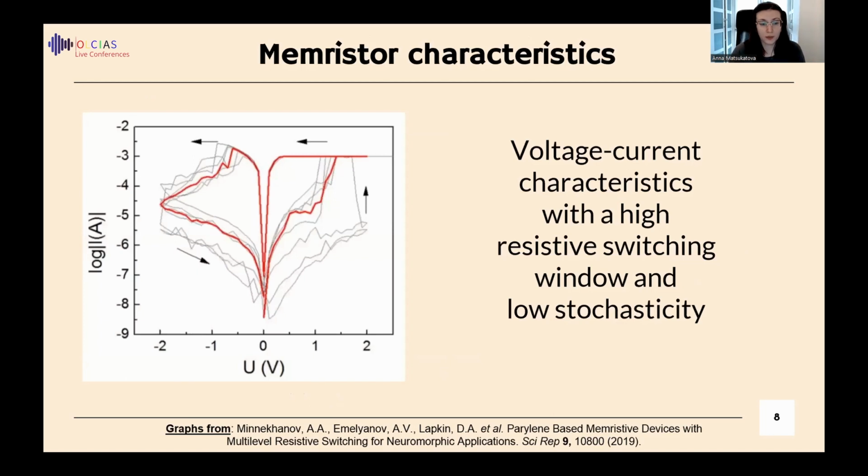What should a good memristor have? Well, as these memristive studies have been conducted for a long time, I think some 50 years or so, a lot of structures have already demonstrated these kinds of memristive characteristics.